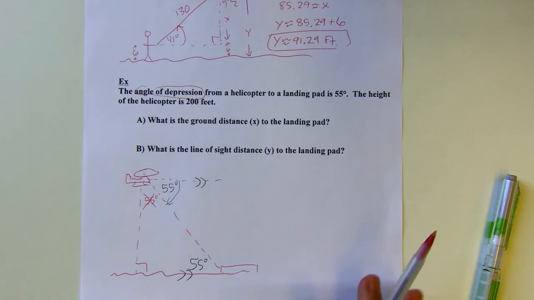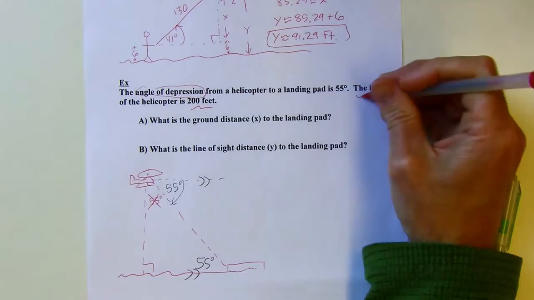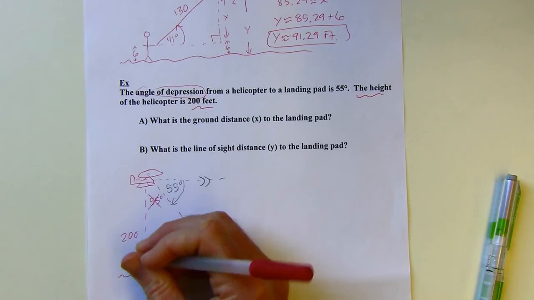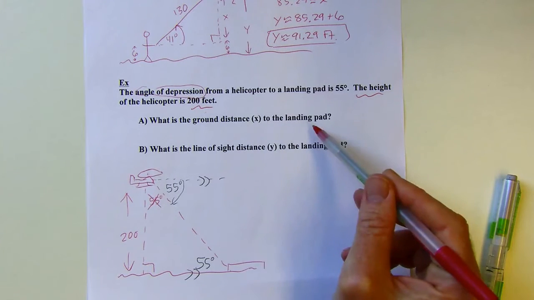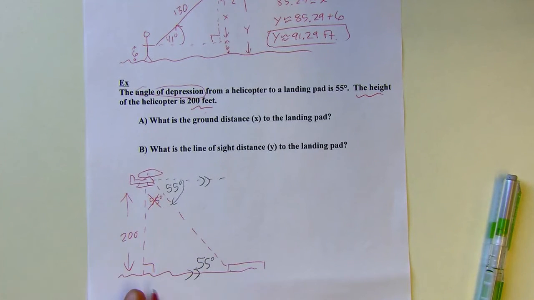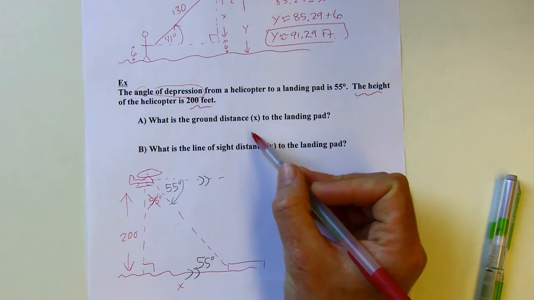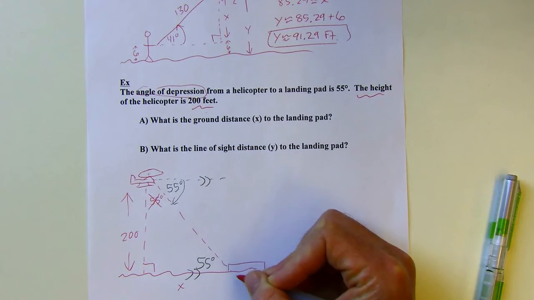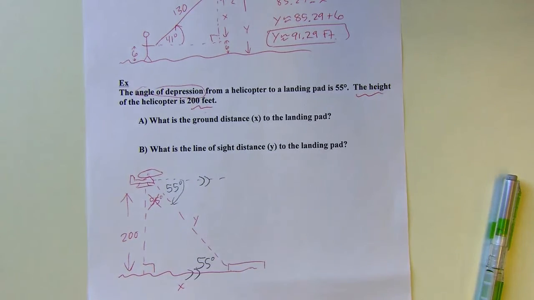All right, we still haven't put the 200 feet. It says the height of the helicopter, so be careful. 200 is going to go right here. That's the height of the helicopter. Now, what are they asking for? What is the ground distance to the landing pad? Even though the helicopter's up here, the ground distance is right down there. So that's what I'm going to label X for the ground distance. The line of sight distance, if the helicopter pilot is shooting laser beams out of his or her eyes and hitting the landing pad, there we go. That's my Y. Now you can solve for both of those.